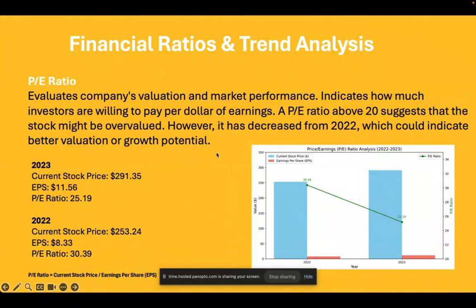The price to earnings ratio evaluates a company's valuation and market performance. It indicates how much investors are willing to pay per dollar of earnings. While a ratio above 50 suggests that the stock might be overvalued, it has decreased from 2022, which could indicate a better valuation or growth potential.